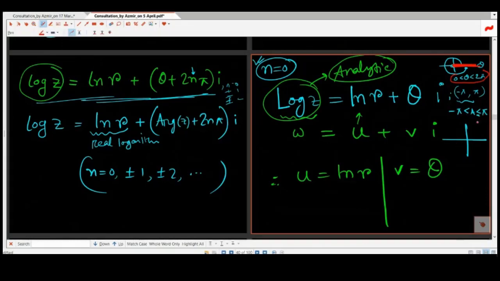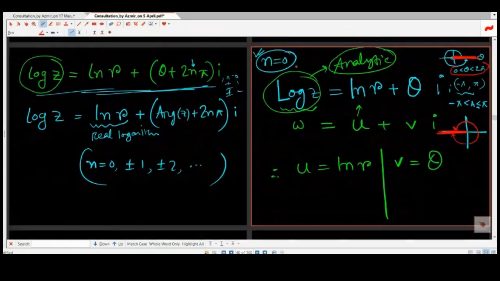Minus pi to pi. So this is minus 180 degrees to 180 degrees. So this time this is a cut, so you don't need to think about branch cut or branch point. Our main target is to check whether this single valued function is analytic or not. That means we have to verify whether the Cauchy-Riemann equations are satisfied or not.